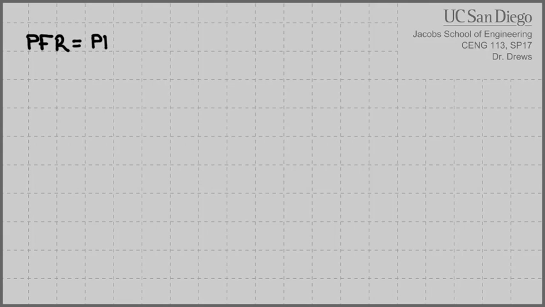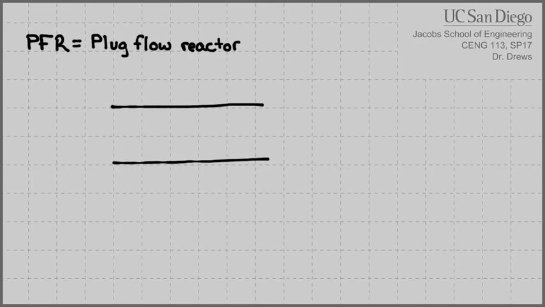So PFR stands for plug flow reactor. And it is going to be represented, like I said, by a tube. The tube is supposed to be symmetric. It's not really symmetric. One of my professors taught me how to draw tubes like this, and I always thanked him for it, because it's such a neat way to draw. Isn't that a nice tube?